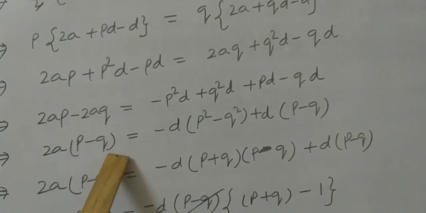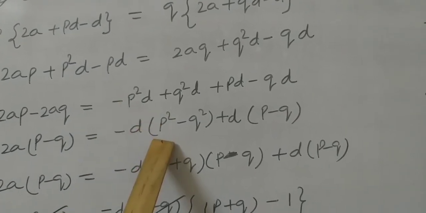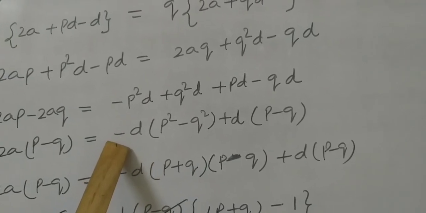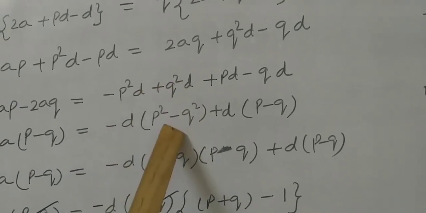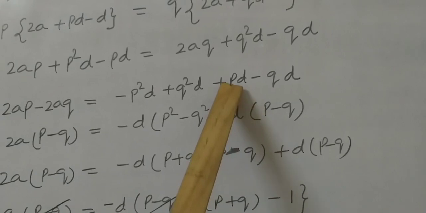Now students, you can see what is common here: 2A, and what is left inside the bracket, P minus Q. What is common here, students? Minus D is common, P square and minus Q square, because we have taken minus common. That's why the sign of Q square D will be changed. Okay students, now what is common here? D, what is represented? P minus Q.